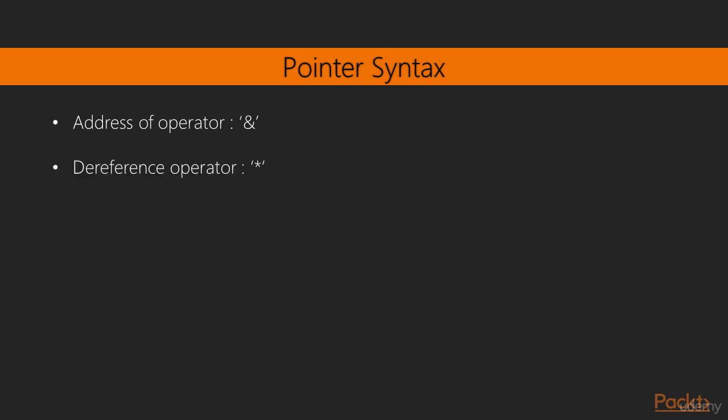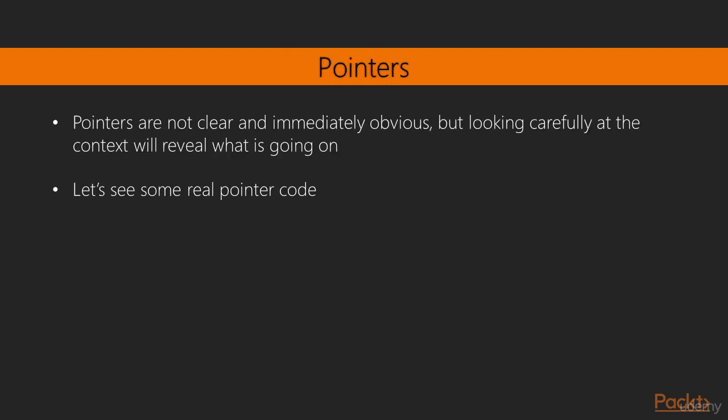The first thing you will notice is that the address of operator is the same as the reference operator. To add to the woes of an aspiring C++ game programmer, the operators do different things in different contexts. Knowing this from the outset is valuable. If you are staring at some code involving pointers, and it seems like you are going mad, know this: you are perfectly sane. You just need to look at the detail of the context. Now you know that if something isn't clear and immediately obvious, it is not your fault. Pointers are not clear and immediately obvious, but looking carefully at the context will reveal what is going on.